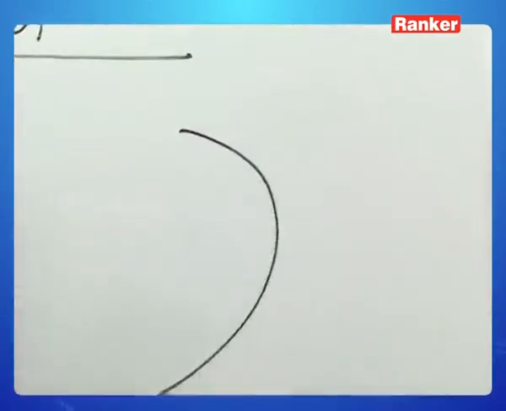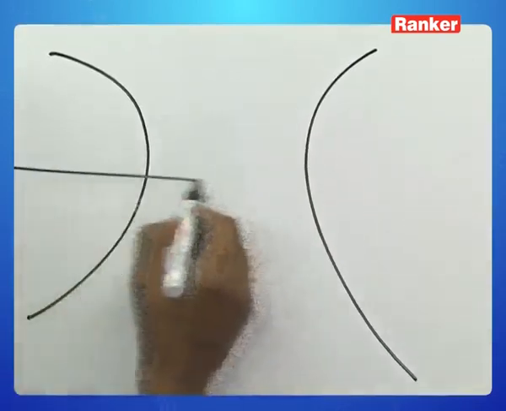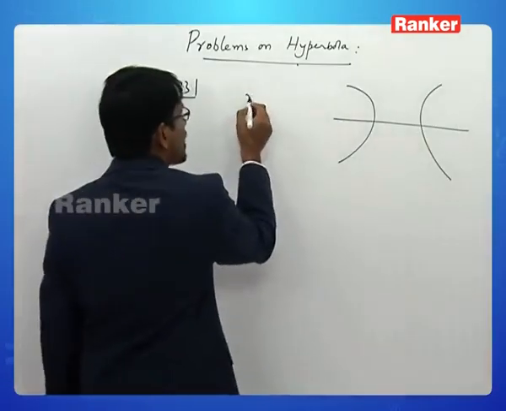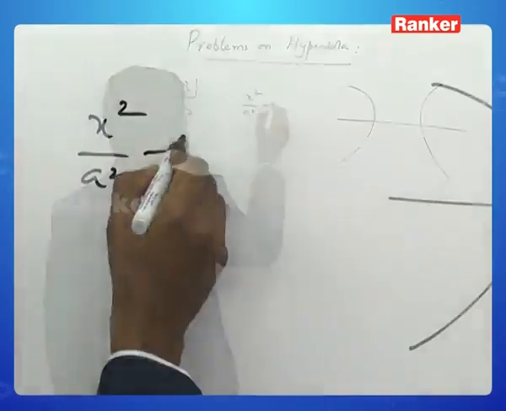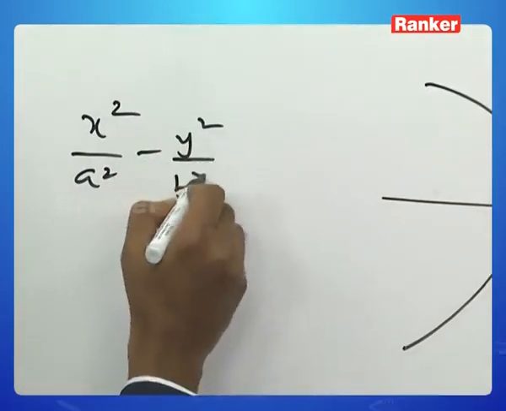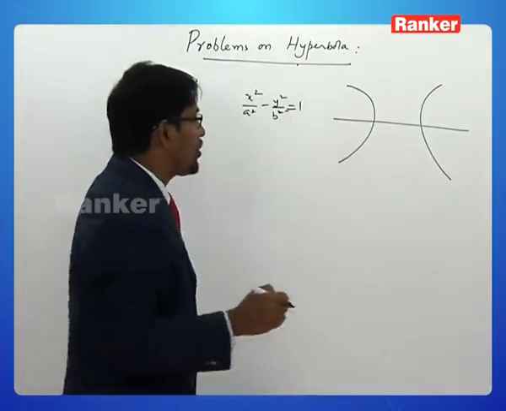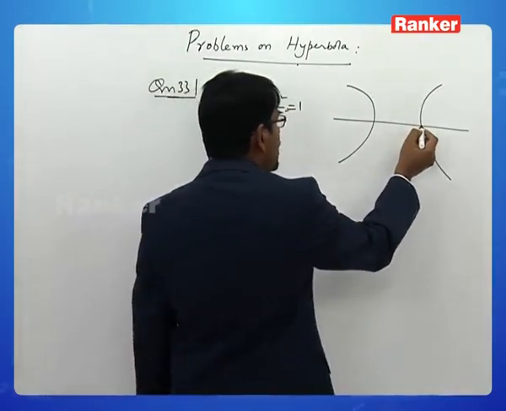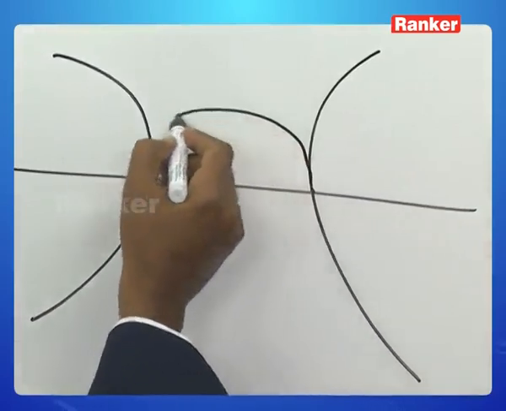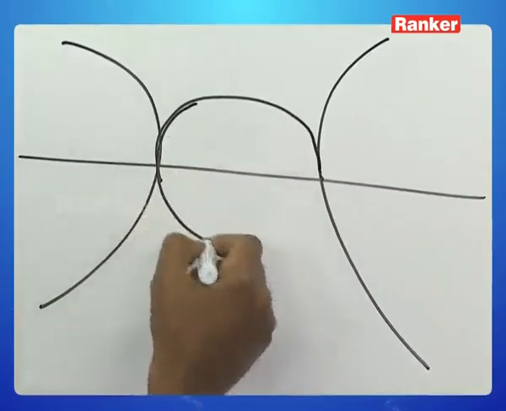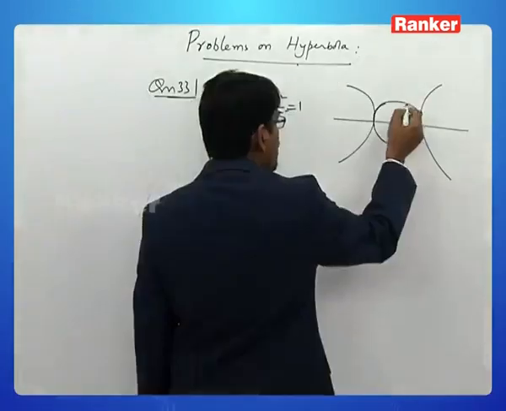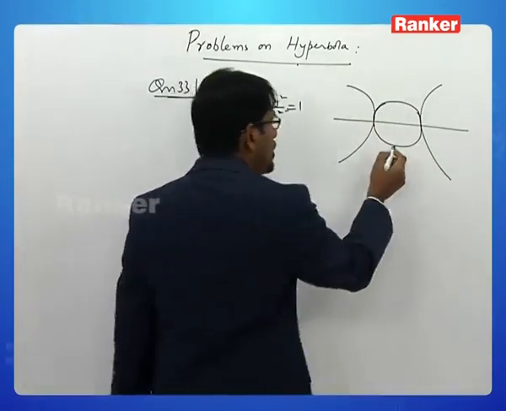So we have a hyperbola. Let me draw it like this. The curve is x square by a square minus y square by b square is equal to 1. Taking the transverse axis as the diameter and concentric to this hyperbola, we draw a circle, that is the auxiliary circle. This is the auxiliary circle.